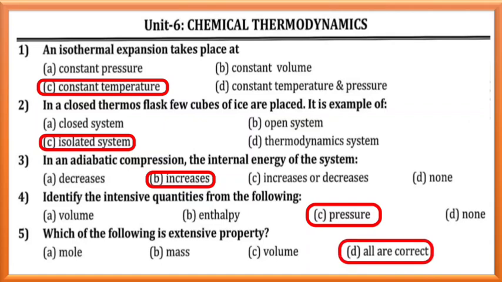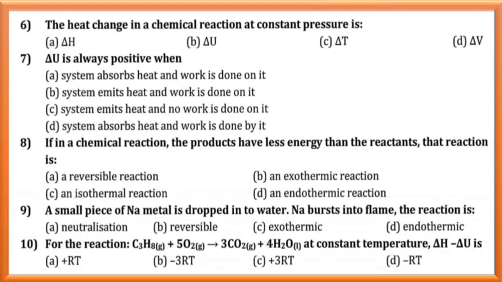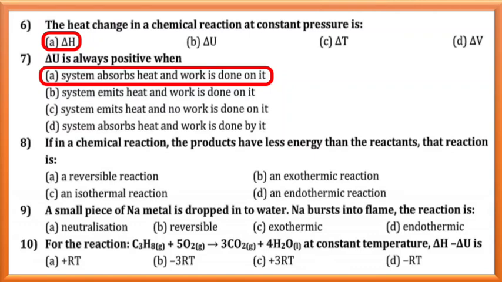What is extensive, guys? Remember, extensive means mass dependent. Intensive, in for independent. Remember like this. Intensive properties are independent of mass. The heat change in a chemical reaction at constant pressure is enthalpy change. Delta H indicates enthalpy. Delta U is always positive when the system absorbs heat and work is done on the system.